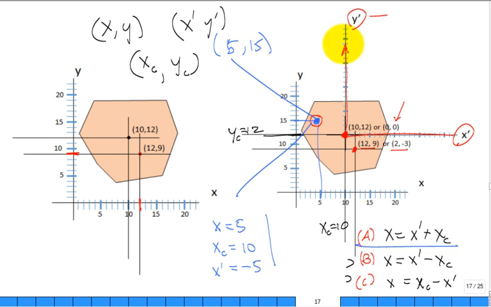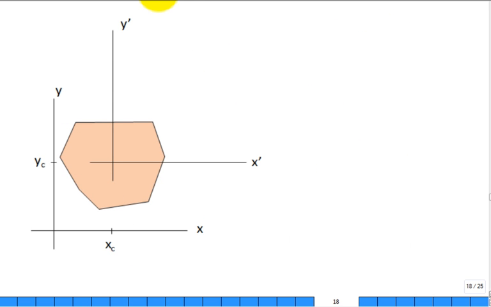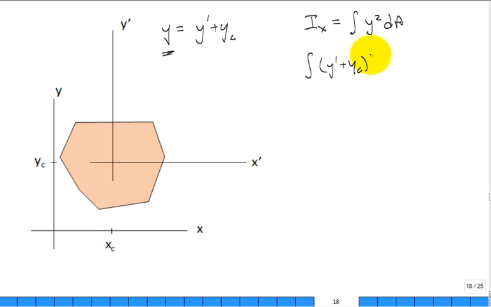So in the interest of moving forward, you can write a simple equation, let's say, y is equal to y prime plus y sub c. Or you could do it for the x. Both of those equations are consistent. But what I'm going to do is say I sub x, by definition, is the integral of y squared dA. That's a good starting point for the derivation of the parallel axis theorem for areas. Do we agree that works? Now guess what we're going to substitute for y? We're going to put the integral of y prime plus y sub c squared dA.